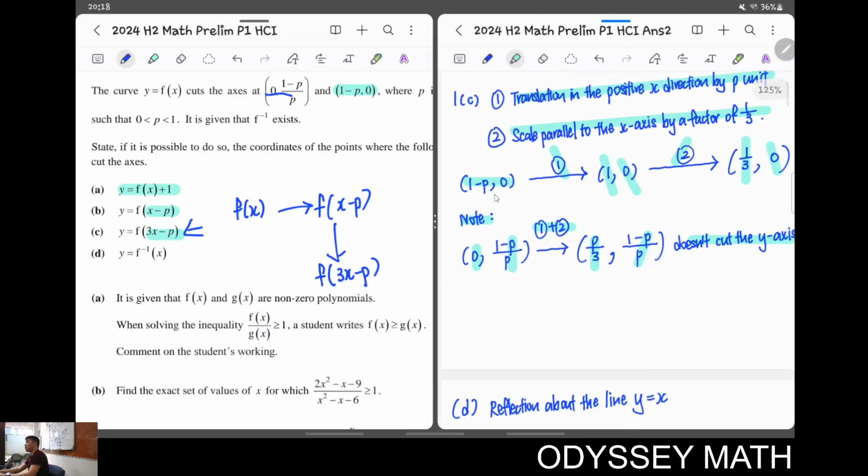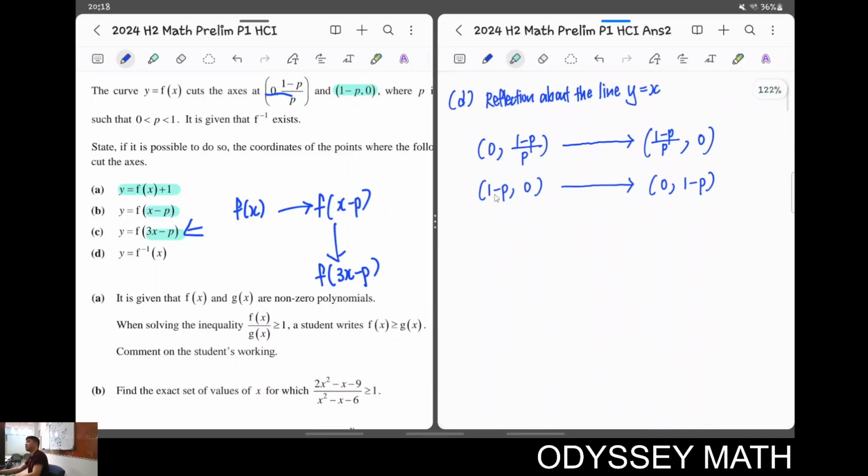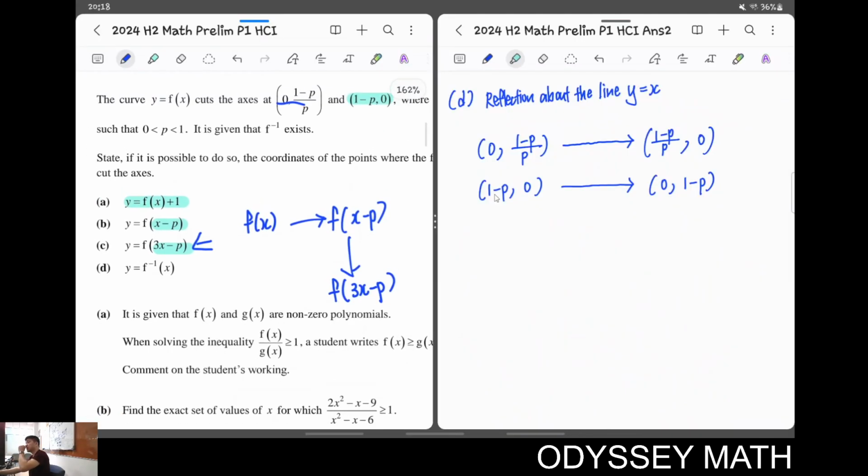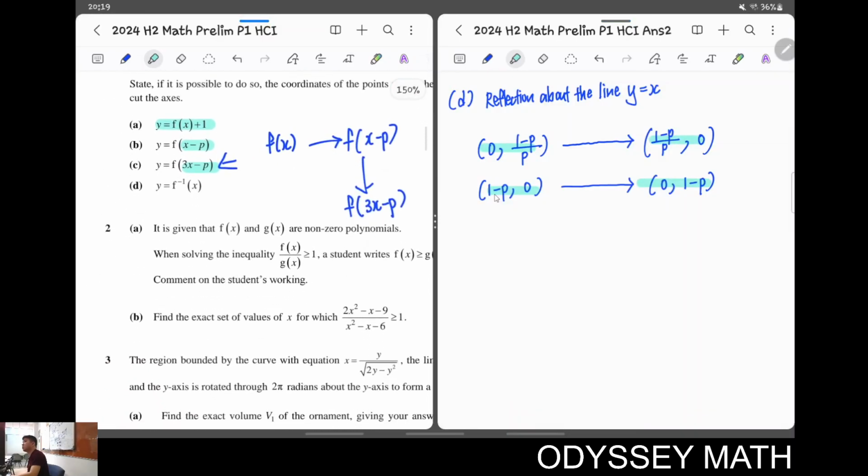Got it? Okay, part D is generally the easiest. You want to find the point which is the inverse. Basically, given these 2 points over here on y equals f(x), you just swap the x and y coordinates. That's it for part D. Are we clear? So that is question 1.